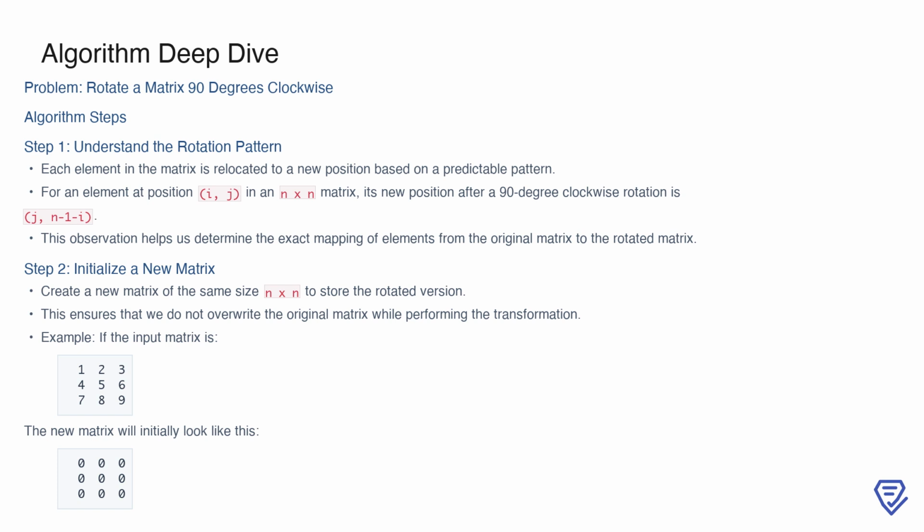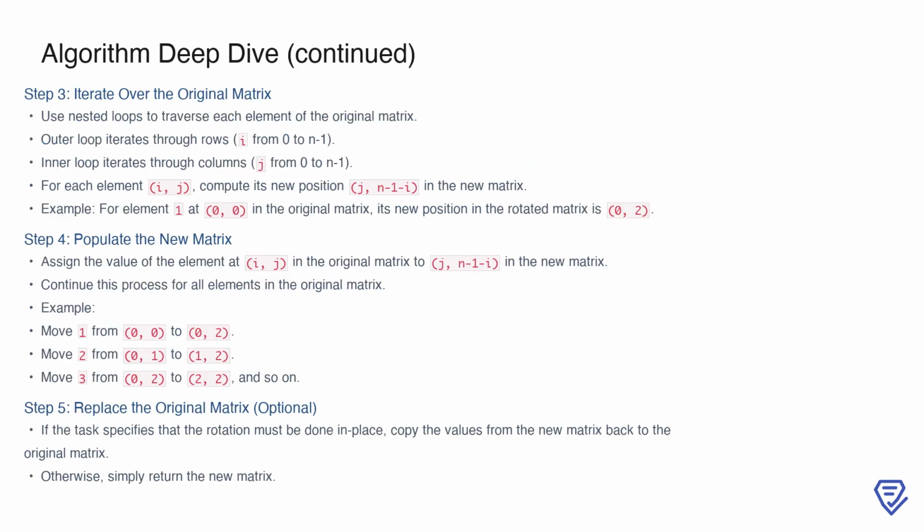For example, if the input matrix is a 3x3 grid with values from 1 to 9, the new matrix starts as a blank slate filled with zeros, ready to receive the rotated values. Now that we understand the rotation pattern and have initialized a new matrix, we move on to populating it. This involves iterating over every element in the original matrix using nested loops. The outer loop goes through each row, while the inner loop goes through each column. For each element located at (i, j) in the original matrix, we calculate its new position in the rotated matrix as (j, n-1-i). We then assign the value from the original position to this new position.